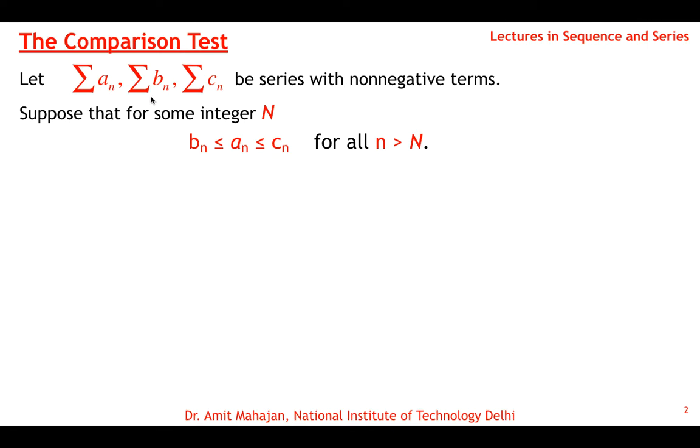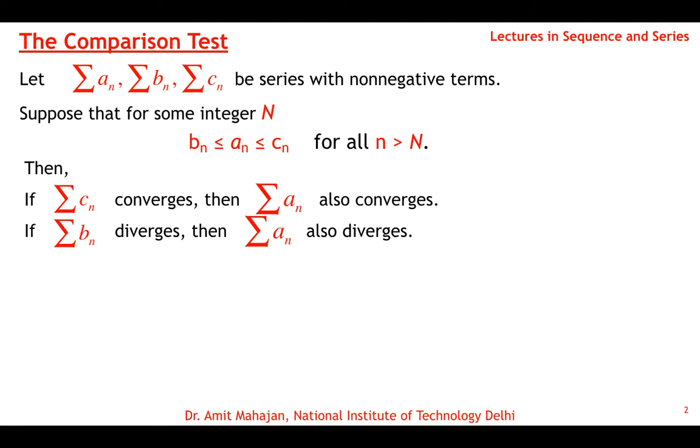It says: let there be a series an, another series bn, and a third series cn, and all these three are series with non-negative terms. That means all an are greater than or equal to 0, all bn are greater than or equal to 0, and all cn are also greater than or equal to 0. Suppose that for some integer capital N, for every n greater than N, the terms bn are less than or equal to an, and an is less than or equal to cn, after some point capital N.